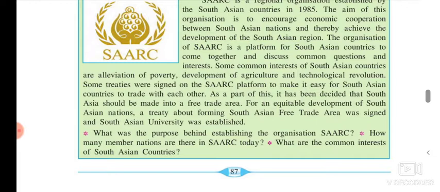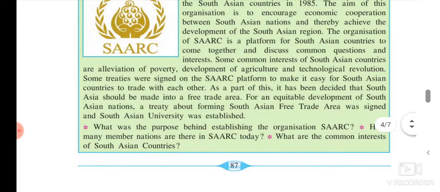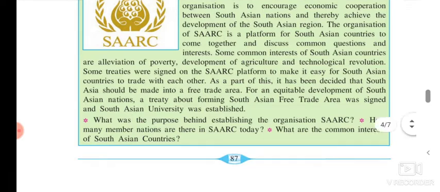revolution. Some treaties are signed on the SAARC platform to make it easy for South Asian countries to trade with each other. As a part of this, it has been decided that South Asian nations should be made into a free trade area for an adequate development of South Asian nations. A treaty about forming the South Asian free trade area was signed and South Asian University was established.